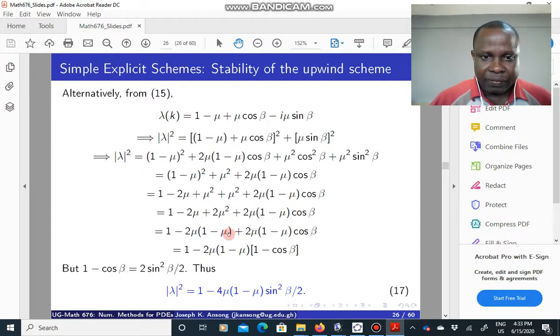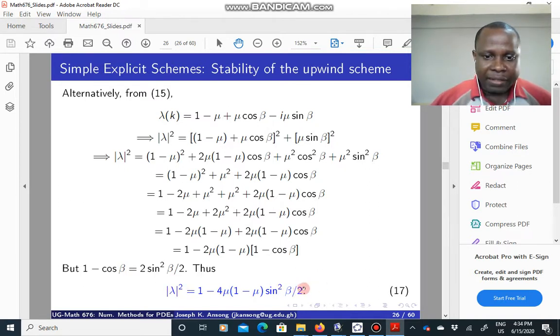This is easy algebraic stuff, so you can go through it. So the absolute value of lambda squared is equal to this term here. Now we can write 1 minus cosine beta to be equal to 2 sine squared beta over 2. So you stick this inside here and you get the absolute value of lambda squared is equal to this term here. Again, remember that stability holds if the absolute value of lambda is less than or equal to 1. So that's what we are looking for.